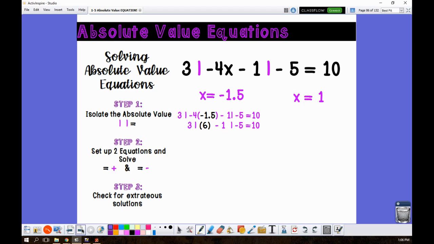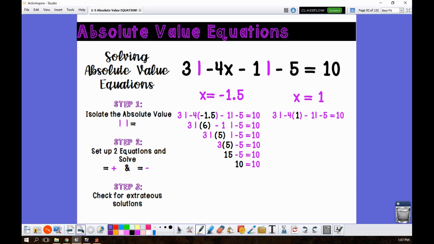And I'm going to solve. So negative 4 times negative 1.5 is 6. Keep on going down. 6 minus 1 is 5. The absolute value of 5 is 5. 3 times 5 is 15. 15 minus 5 is 10. And that checks out for me. 10 is equal to 10.